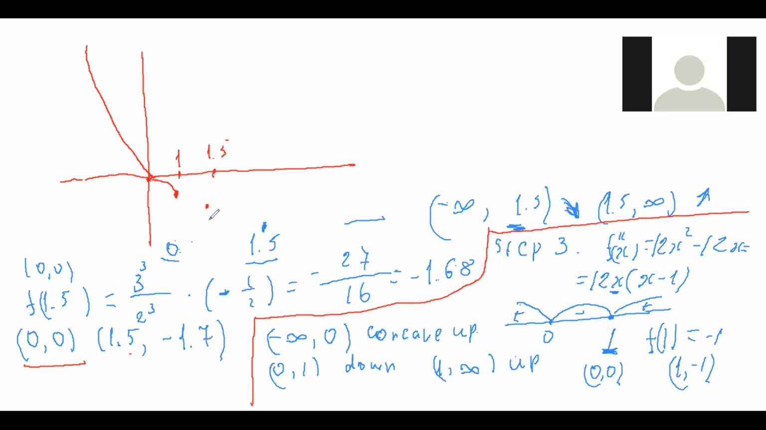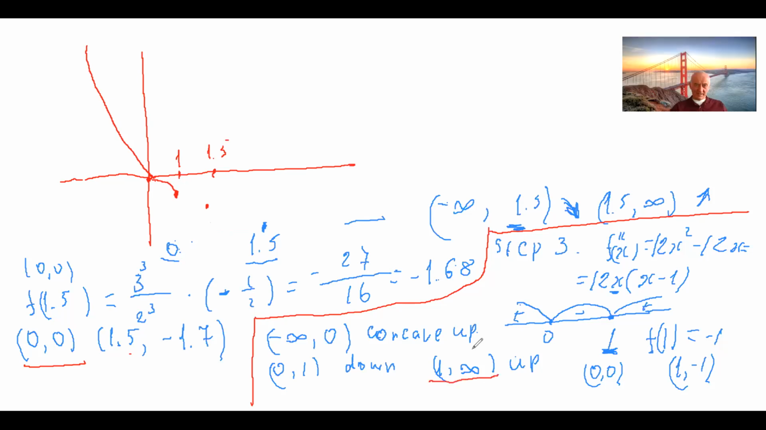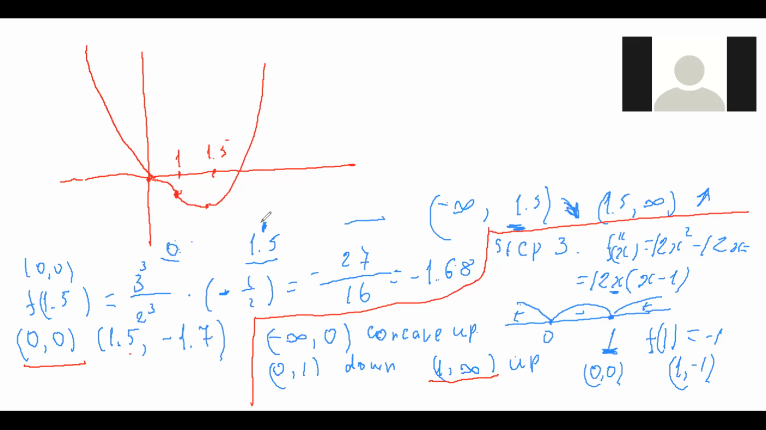Now, from 1 to 1.5, it's decreasing again, but look here, it's concave up. So here it changed concavity. And then from 1.5, it's concave up and it's increasing. This is our graph. Everything is here. Look now very critically and ask me if you have any questions.